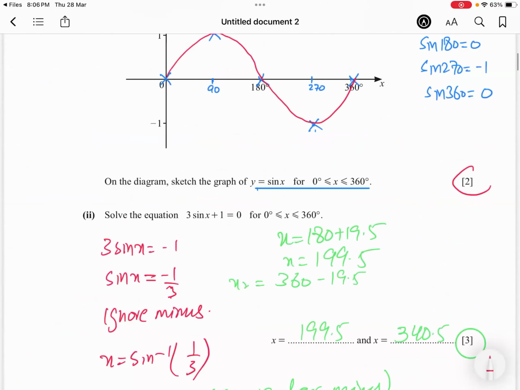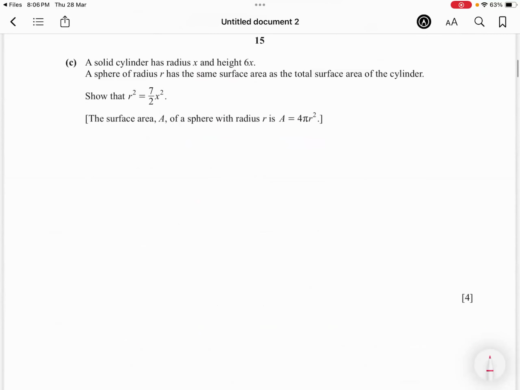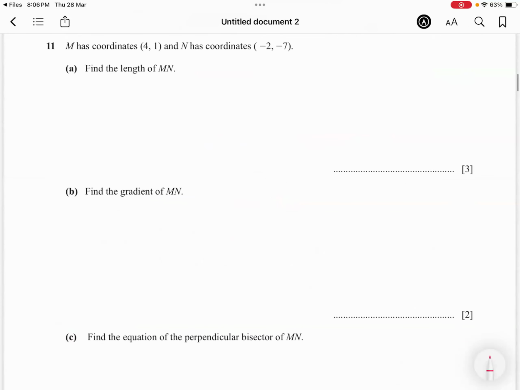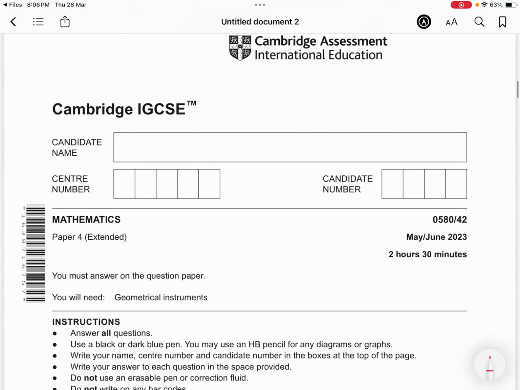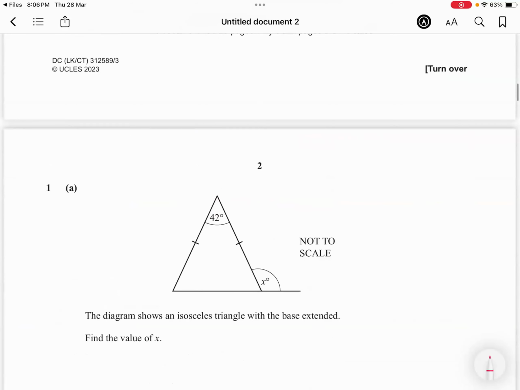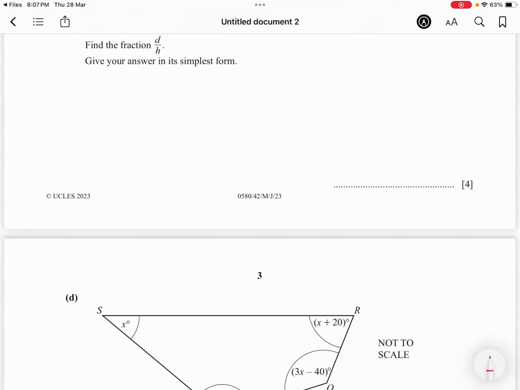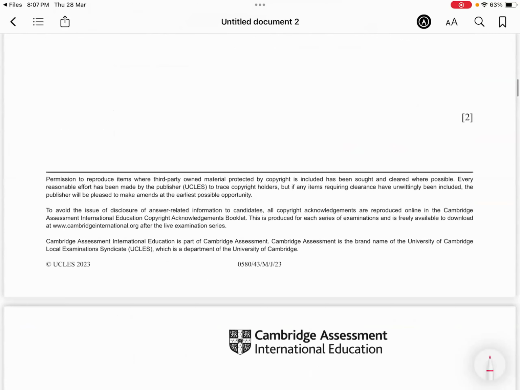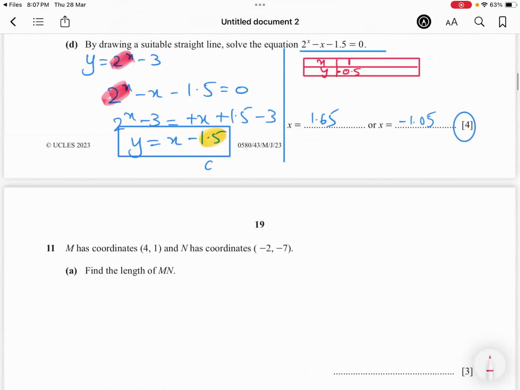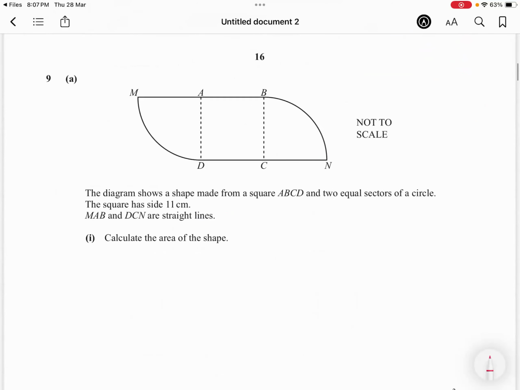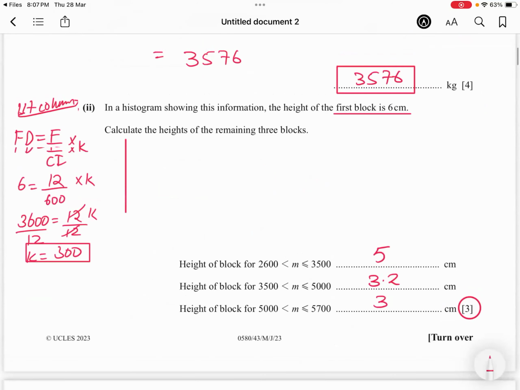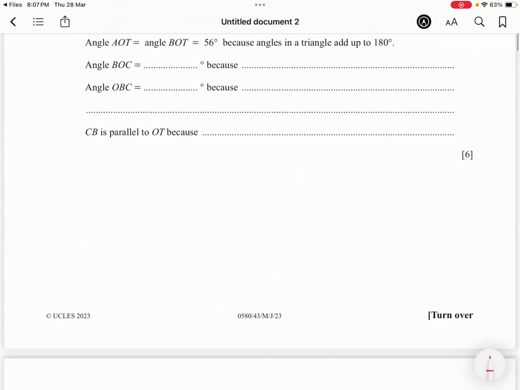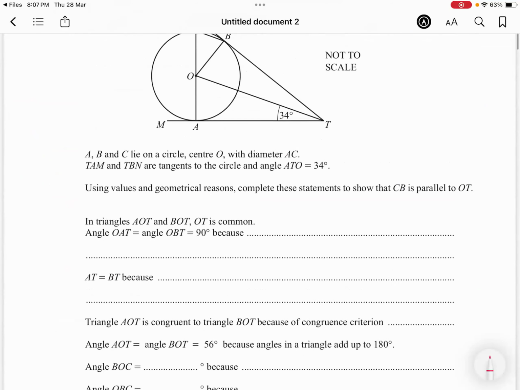So let's see what we have in the next paper. This, sir, is the paper. Could we discuss question 4, part C, in the same paper? Question number 4, part C. This one.